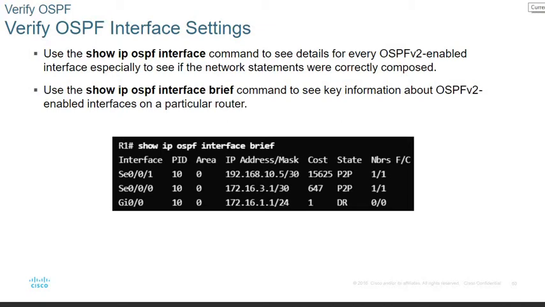Verify OSPF interface settings. Use the show ip ospf interface command to see details for every OSPFv2 enabled interface, especially to see if the network statements were correctly composed. Use the show ip ospf interface brief command to see key information about OSPFv2 enabled interfaces on a particular router.